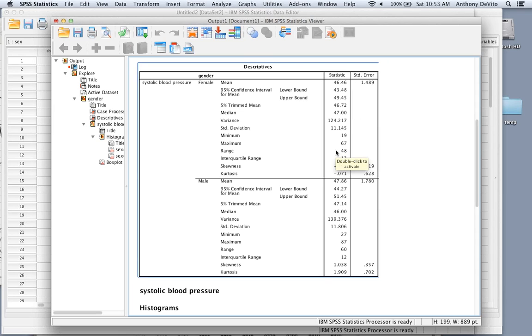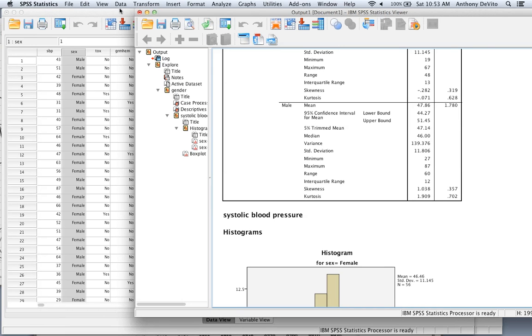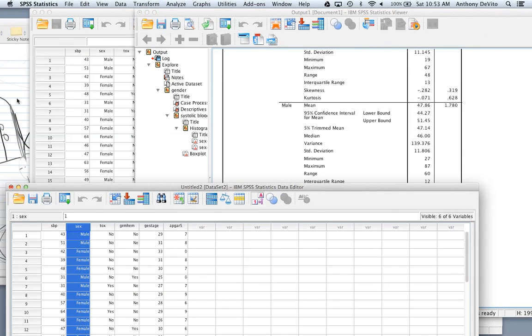So that's where our confidence interval helps us. In this case, our 95% confidence interval for female systolic blood pressure is 43.5 to 49.5. So we're 95% sure the true population mean for all females is between 43.5 and 49.5. We're 95% sure that the mean systolic blood pressure for all male infants is between 44.27 and 51.5. I'm going to take that and put that on a number scale back here on my little table here.